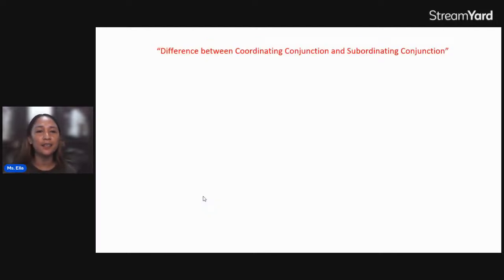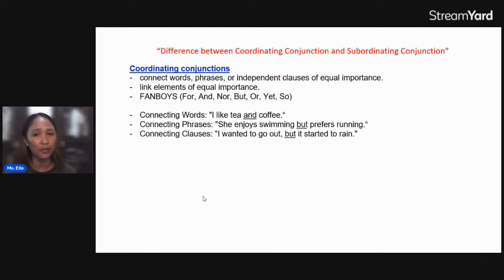Now, what's the difference between a coordinating conjunction and a subordinating conjunction? For coordinating conjunctions, just remember, they connect words, phrases, or independent clauses of equal importance. They link elements of equal importance. Also, the coordinating conjunctions use the FANBOYS: for, and, nor, but, or, yet, so.